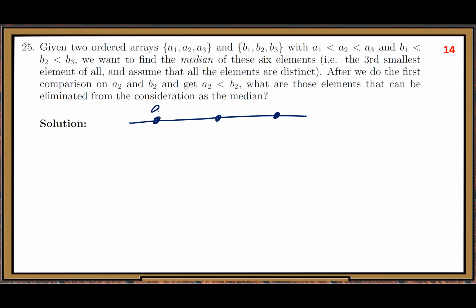Let's say A1, A2, A3 in order, and B1, B2, B3. In my hint video, we know A2 is less than B2. In my hint, I already gave you a lot of information, so here I do not repeat that part, so we can save some time.